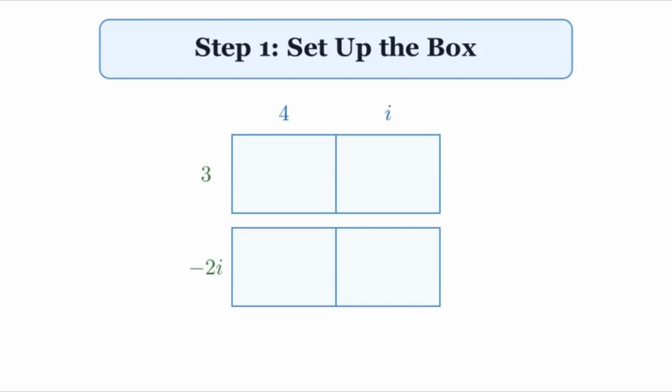Across the top, we place our first factor, 4 in the first column, and i in the second. Down the left side, we place our second factor, 3 in the first row and negative 2i in the second row. Now we fill in each cell by multiplying the term at the top of that column by the term at the left of that row.